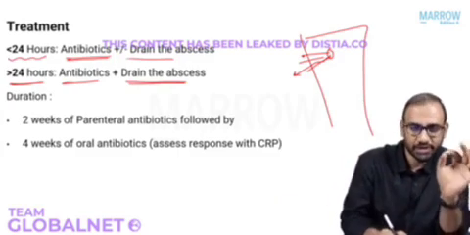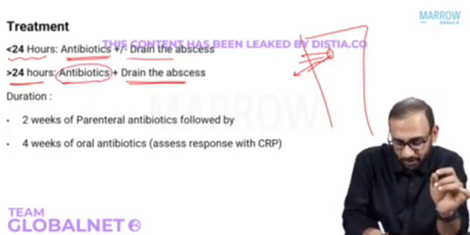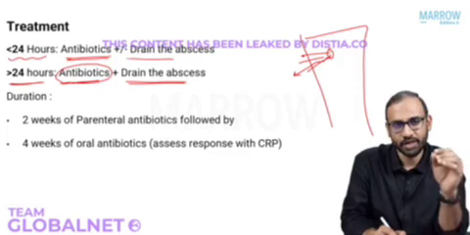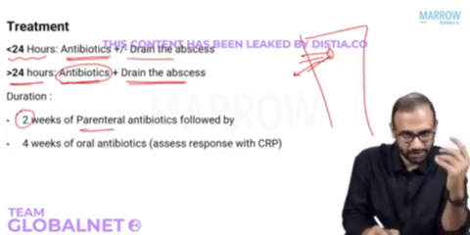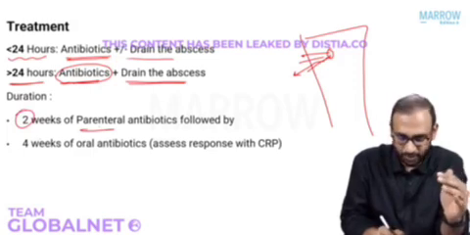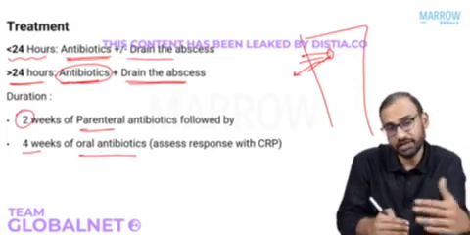Anyways, what is the duration of antibiotic treatment? How long do you give antibiotics for a patient of acute osteomyelitis? Roughly around 6 weeks. 2 weeks of IV, that is parenteral antibiotic, is given, followed by 4 weeks of oral antibiotics. Right? Why such a long duration?